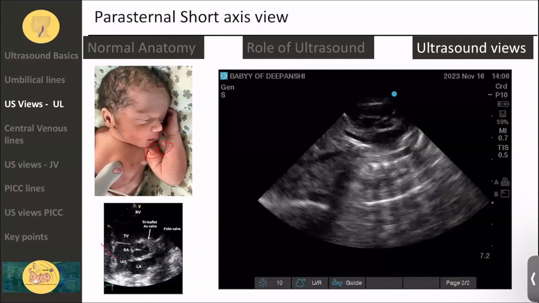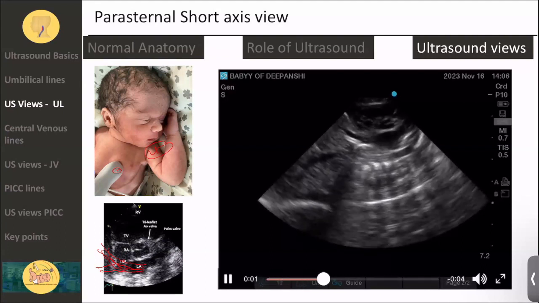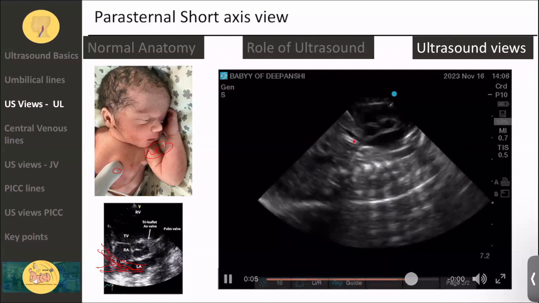So the line comes like this. It is coming like this. And this is how the IVC is coming. So it is coming into the IVC, and if pushed in further, it goes into the LA. Okay, this is the video. See, so this is the line.